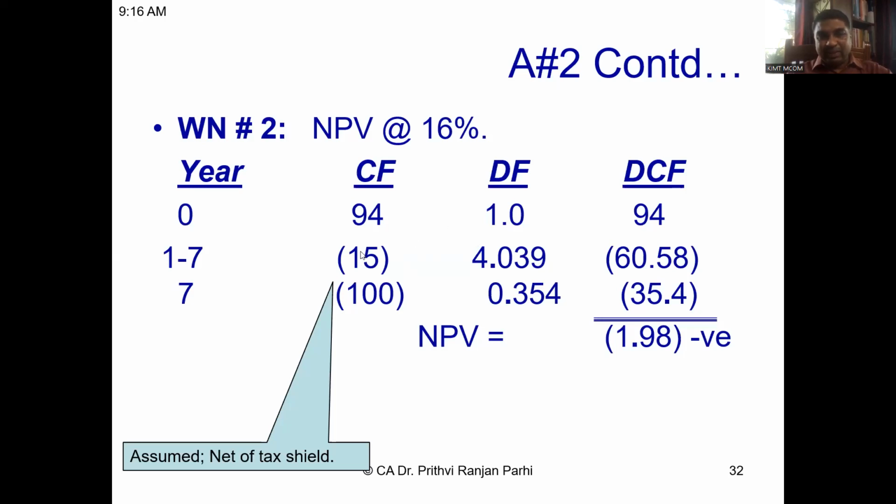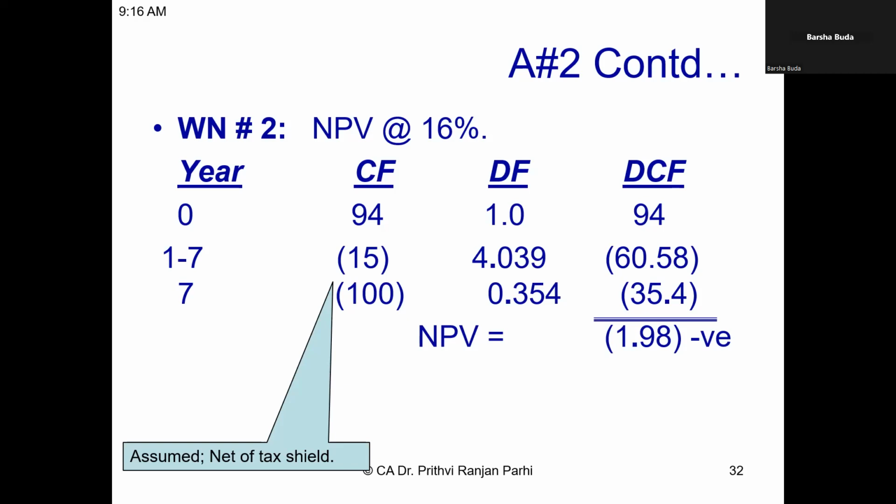When you multiply this cash flow with the discount factor, you are getting minus 60.58. And if you're multiplying 100 with 0.354, you are getting 35.4. So net present value, if you add all these numbers, is coming 1.98 negative. Okay, this is how we have computed NPV.